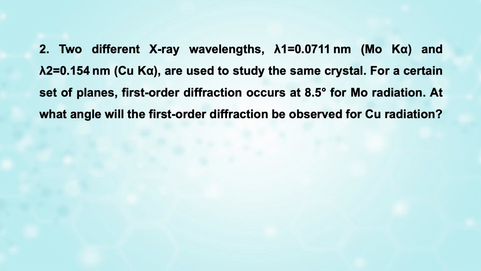Two different X-ray wavelengths, with lambda 1 equals 0.0711 nanometer for molybdenum K alpha radiation and lambda 2 equals 0.154 nanometers for copper K alpha radiation, are used to study the same crystal. For a certain set of planes, first order diffraction occurs at 8.5 degree for molybdenum radiation. At what angle will the first order diffraction be observed for copper radiation?